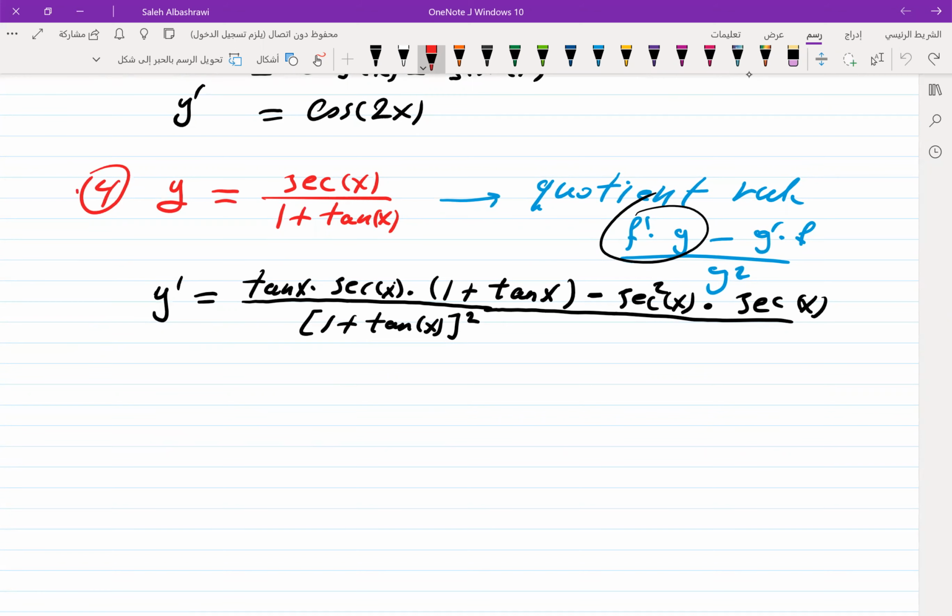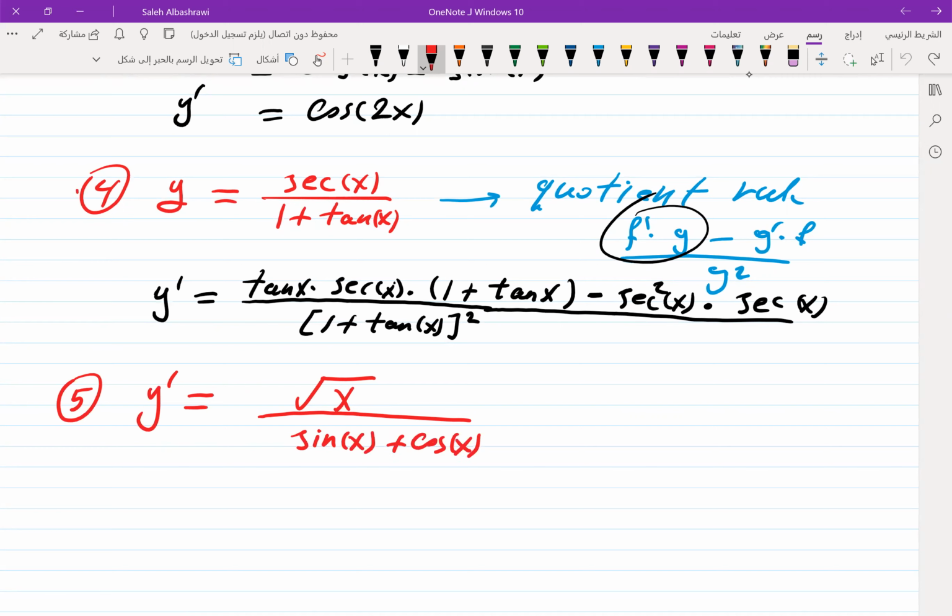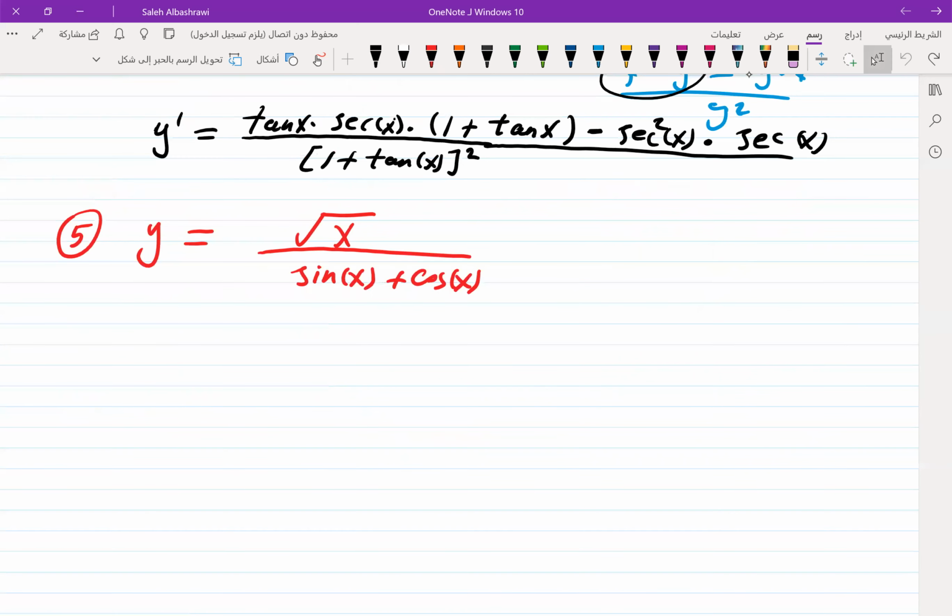One more. Y equal to square root of x divided by sine of x plus cosine of x. So this is y, not y prime, and I need to find the derivative. So the derivative in this case, y prime, is equal to, again, apply the quotient rule.